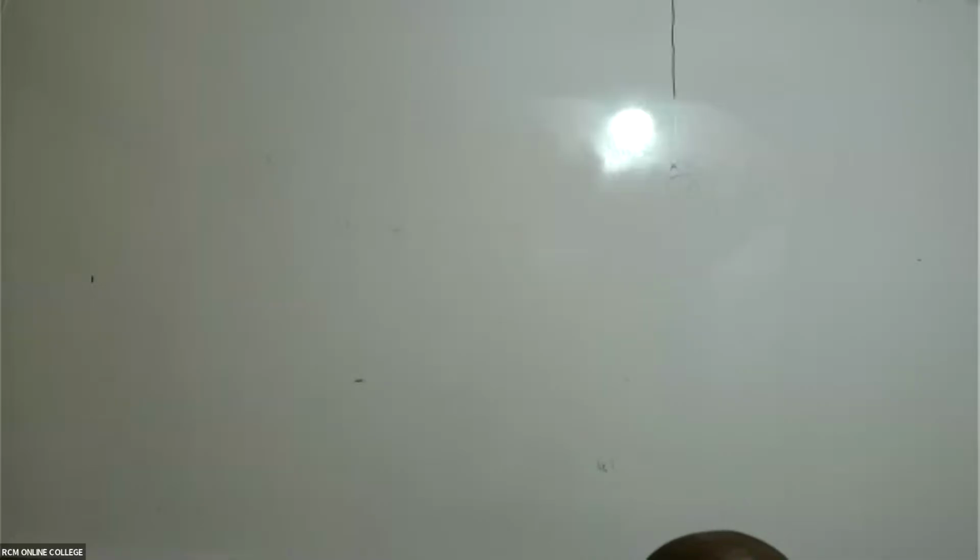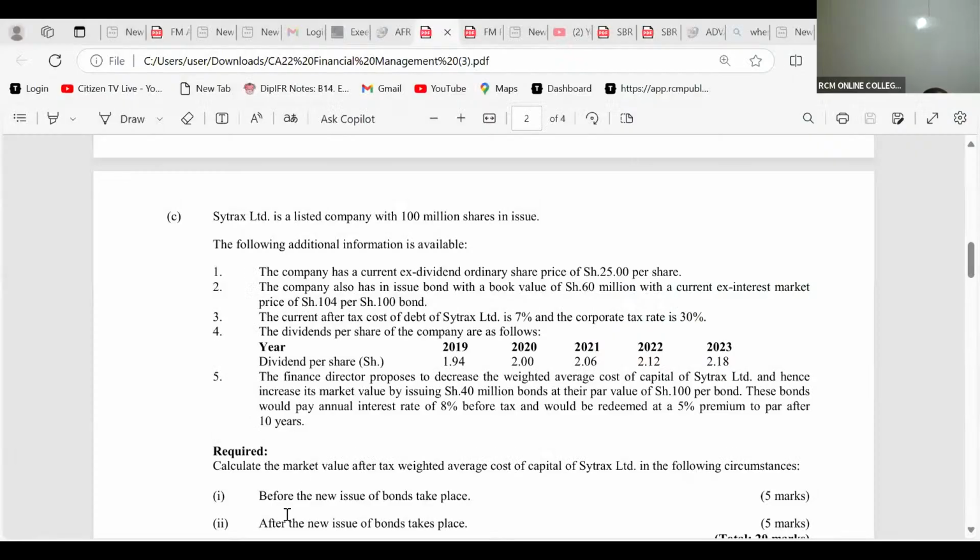So we look at part 2 of this question. Part 2 is after the new issue of bonds takes place. When we issue bonds, we expect to get a new KD. Look at note number 5. The finance director proposes to decrease the WACC of CL Limited and hence increase its market value by issuing 40 million bonds at their par value of 100 million. These bonds would pay annual interest rate of 8% before tax and would be redeemed at 5% premium to par after 10 years.